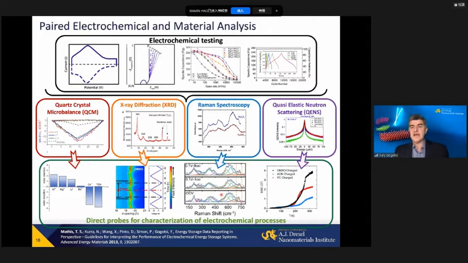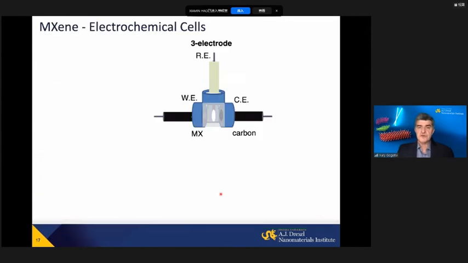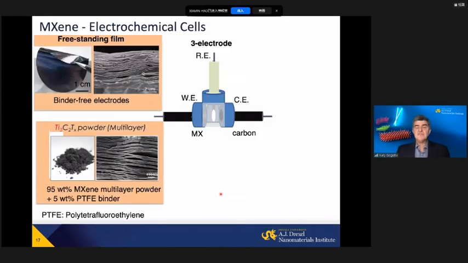Are there redox reactions? Is there charge transfer? With this, we can basically understand what is going on with the material and learn how to control it. Because keep in mind, we have dozens of simple compositions. We have a variety of surface terminations.